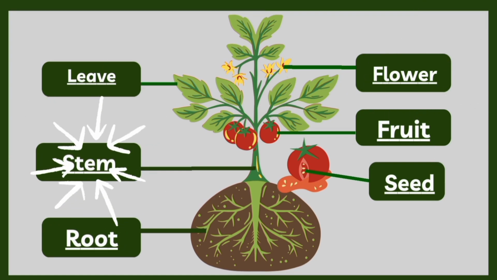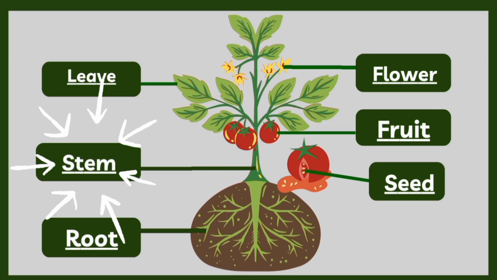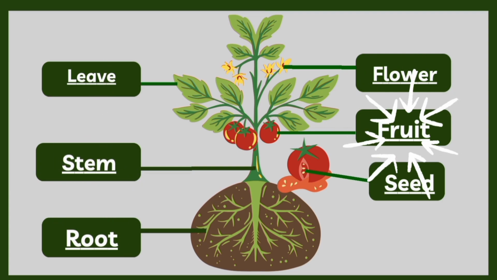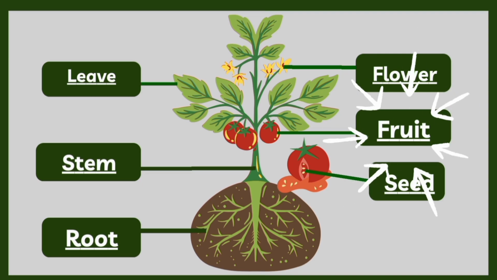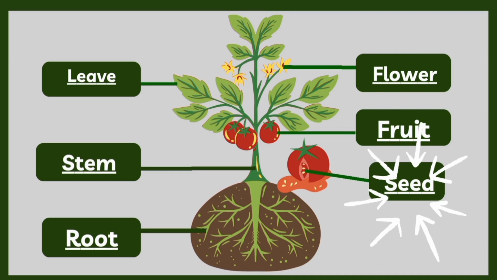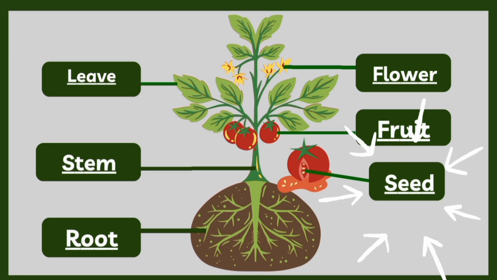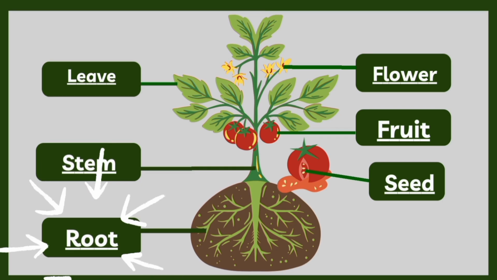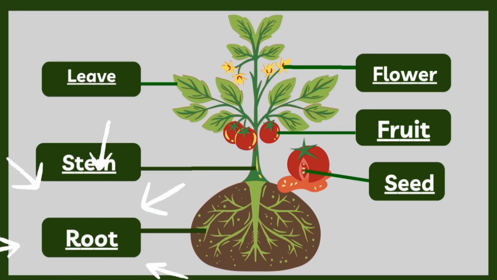3. Stem, this is the plant's support stick. It holds the plant up and carries water and food between the roots and leaves. 4. Fruits, yum! These often grow from flowers. Fruits protect the seeds and sometimes become food for us. 5. Seeds, tiny power packs. Seeds grow into new plants when they are in the right soil with water and sunlight. 6. Roots, these grow under the ground. They hold the plant in place and take in water and nutrients from the soil. Every single part has a very special job, just like you do at home or in school. Let's take a closer look at each one.